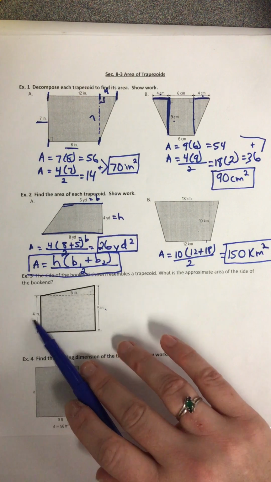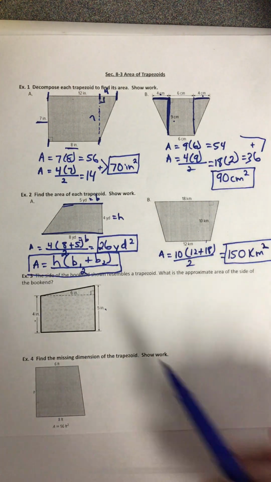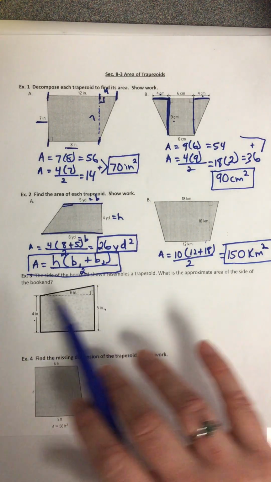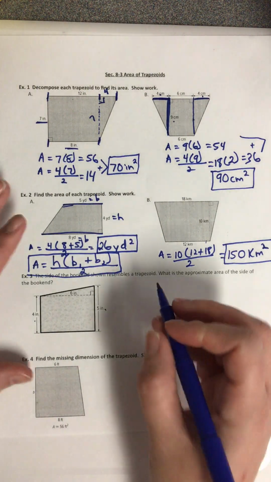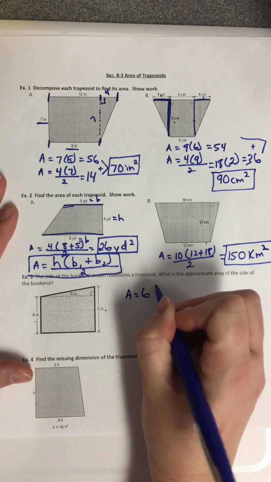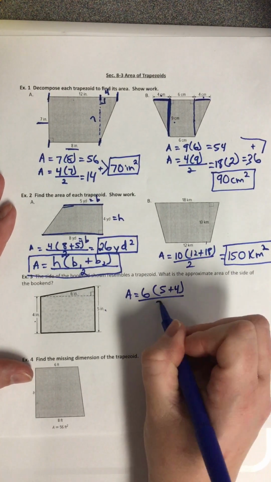Well, that's the 5, that's the 4. So those are my bases. That's the base 1, that's the base 2. And the height is always going to run perpendicular from one base to the other base. And so that means the 6 must be the height. So all I need to do is plug into my area formula. So my height is 6. The bases are 5 and 4. So 5 plus 4 divided by 2.